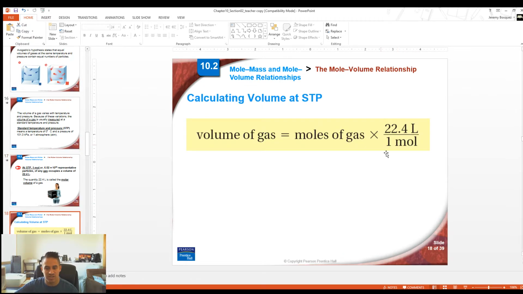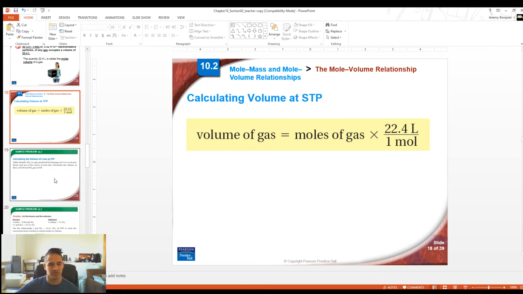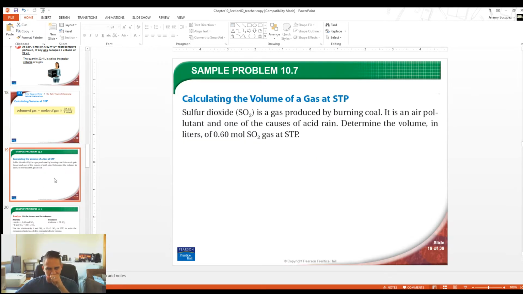Okay, we can write it as a fraction as shown here, with the 22.4 liters on the top and the 1 mole on the bottom, or we can flip it around and then we can do conversions with it, just like we can do conversions with Avogadro's number or molar mass. Let's take a look at another example here.